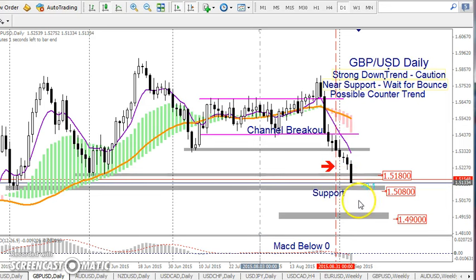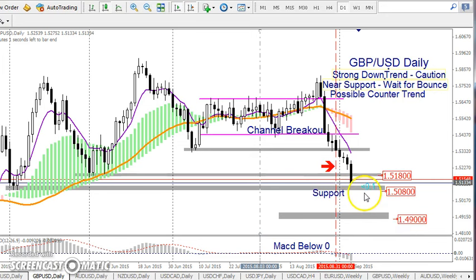I believe price is going to keep going down, so we are in a strong downtrend. Caution though, we are near support. The next support area is the 150.80 area, 150.50. And then you can watch for price to bounce up again a little bit higher. But I believe if that happens, if price bounces up, you could look for a possible counter trend trade.